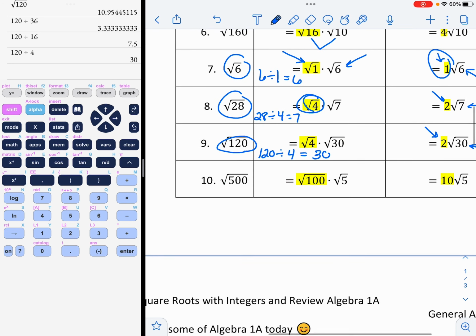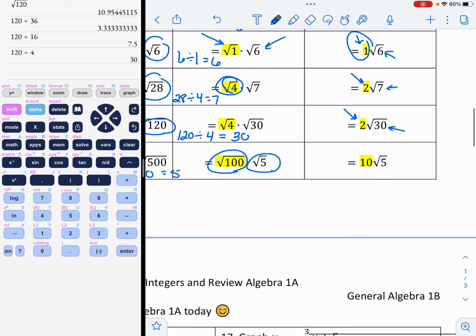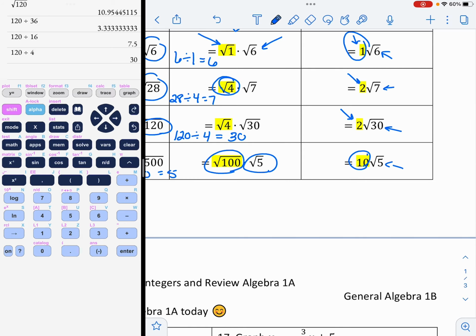The square root of 500, the first number on my list, the biggest number on my list that goes into 500 is 100. So I do 500 divided by 100 is 5. So there's my perfect square, there's my leftover. The square root of 100 is a 10, and the 5 stays put.